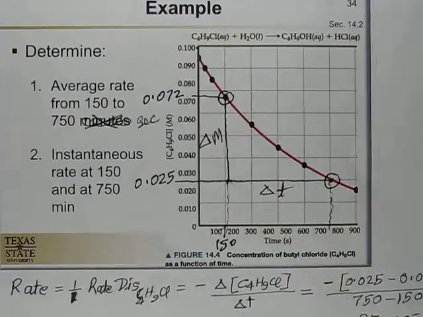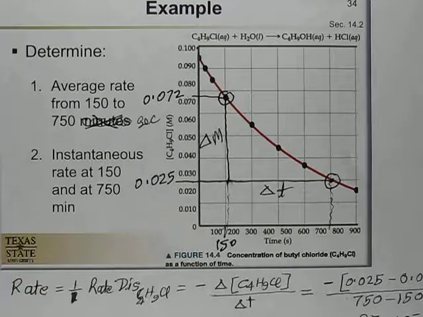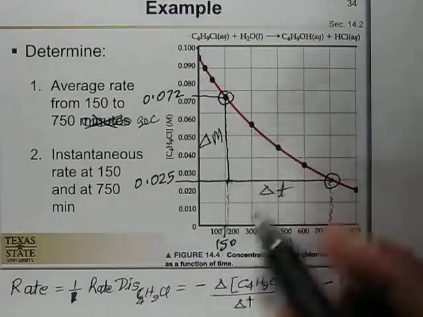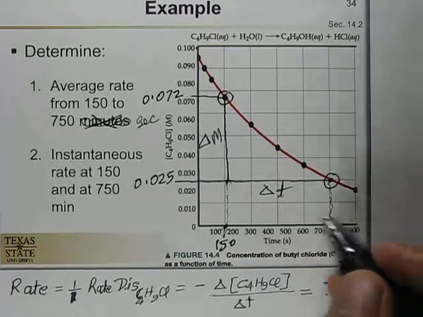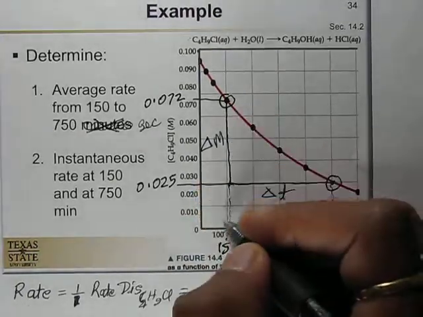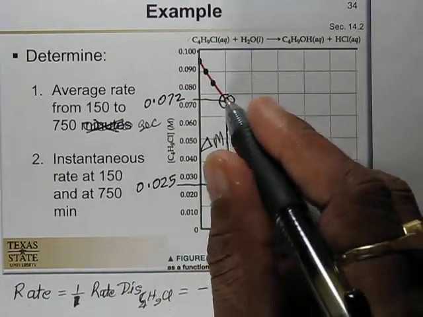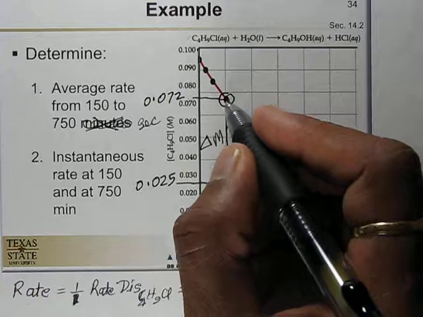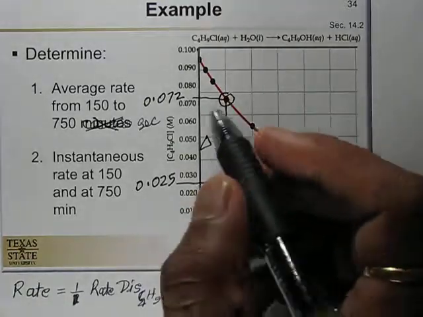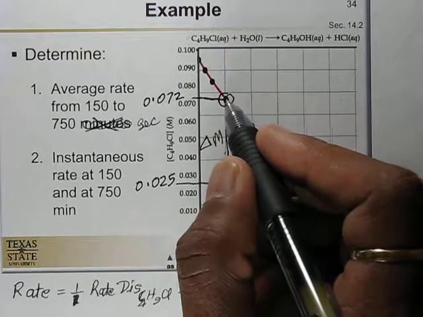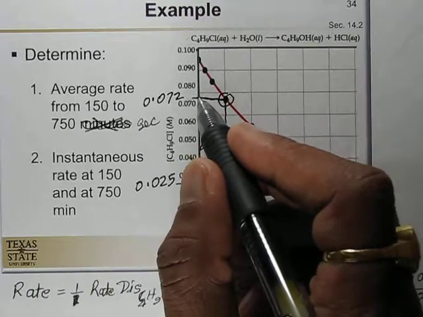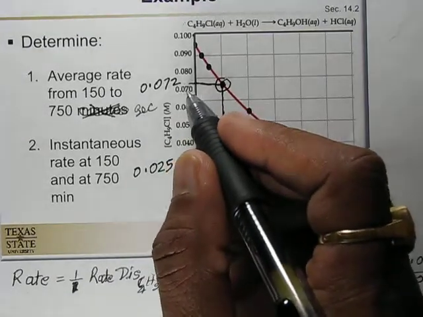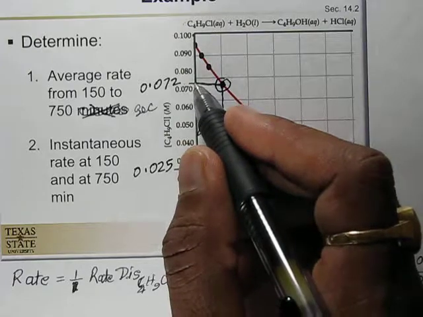So if we have to calculate the average rate between 150 seconds, which is here, and 750 seconds, which is here, draw a line and find where these times connect with the graph. Then draw a line from this point to the left side to find the molarity at this point. This point falls between 0.07 and 0.08, somewhere very close to 0.07.